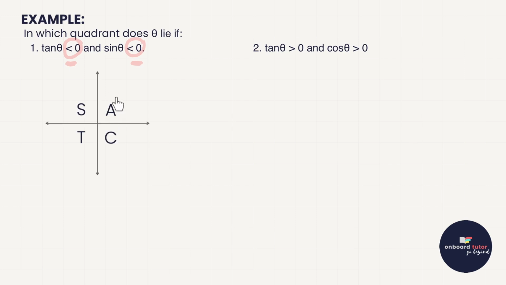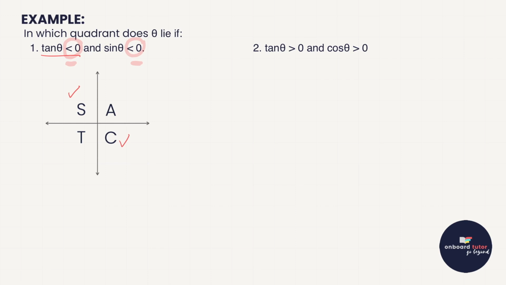According to the cast rule, all values are positive here in quadrant 1. So that doesn't apply in this case. We want a negative tan. So having a look, in quadrant 2, sine is positive, but tan is negative. So that is a potential contender there. In quadrant 3, tan is positive, so that's not going to work. And in quadrant 4, cos is positive, but that means that tan is also negative there. So we've got two options, either quadrant 2 or quadrant 4.